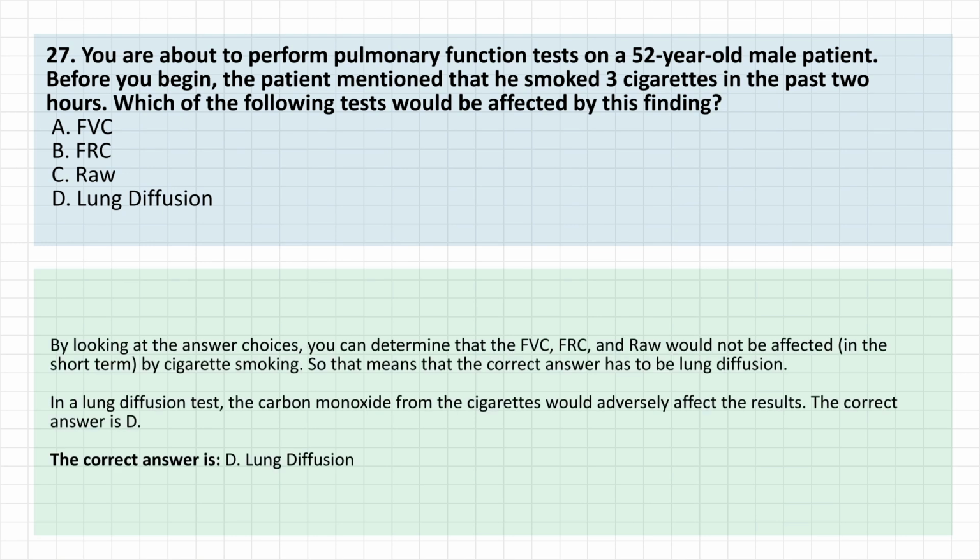Lung diffusion. By looking at the answer choices, you can determine that the FVC, FRC, and RAW would not be affected in the short term by cigarette smoking. So that means that the correct answer has to be lung diffusion. In a lung diffusion test, the carbon monoxide from the cigarettes would adversely affect the results. The correct answer has to be D. Lung diffusion.